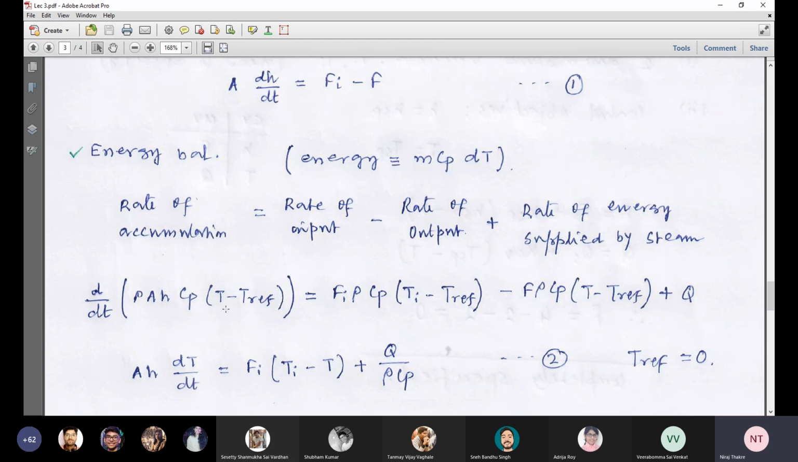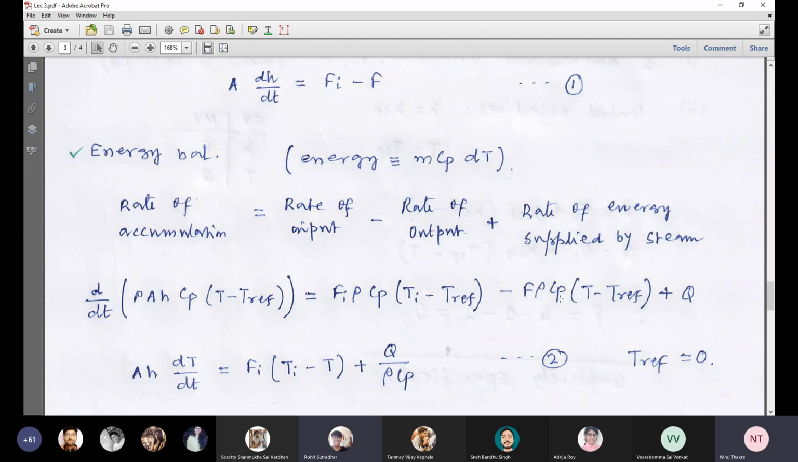So why are you taking so much time? On the left hand side, it should be dh/dt instead of d, h, T, dt. Did you substitute equation 1? Yes, I did. Then replace F. So on the other side this will be cancelled out. This term will be cancelled out. F into T.